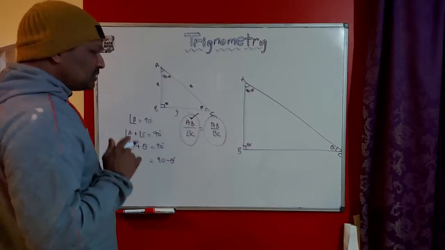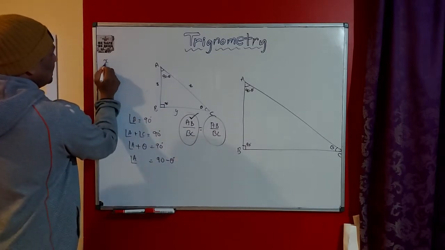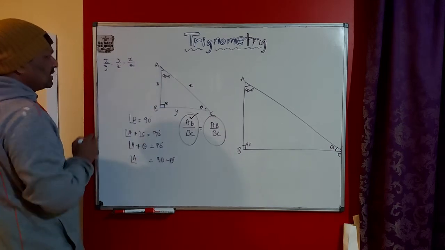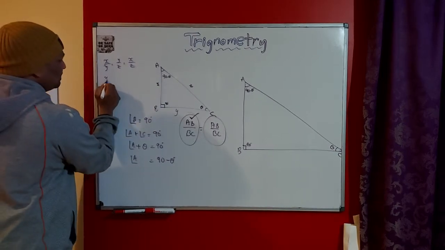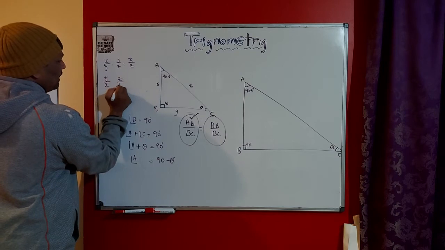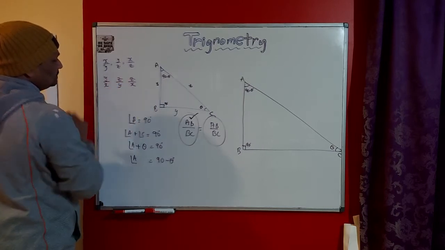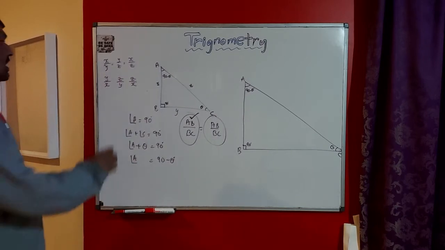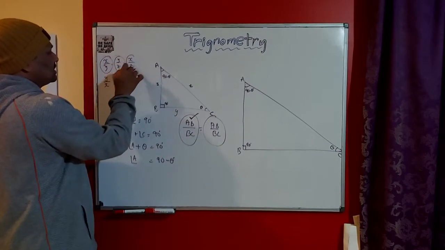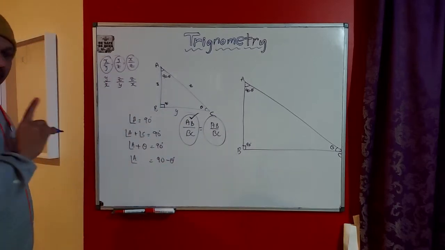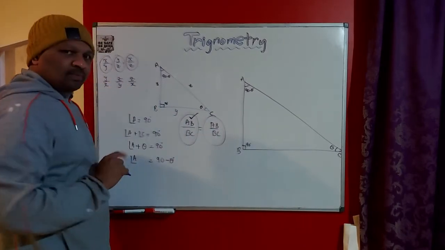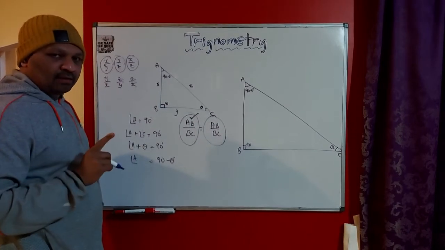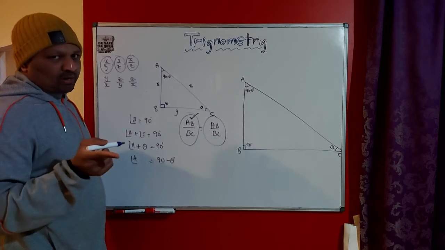What are the different ratios that you can derive? See here, x by y, y by z, x by z. Similarly, we make a reciprocal of it: y by x, z by y, z by x. You got 6 ratios. There are some names given to each of these ratios. Those ratios are sine, cosine, tan, cosecant, secant, and cot.